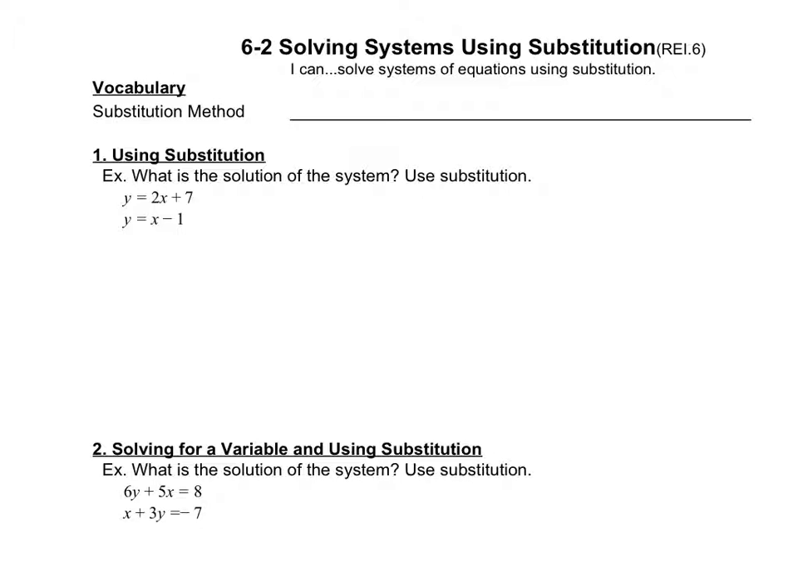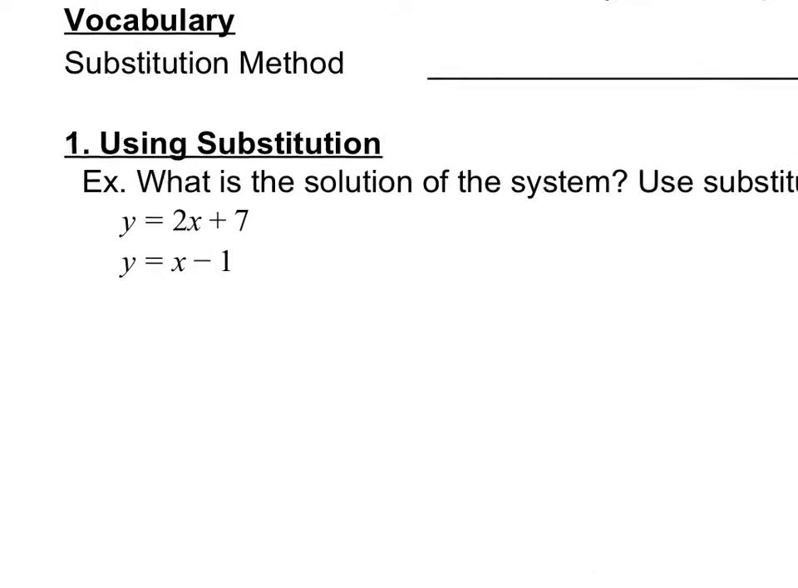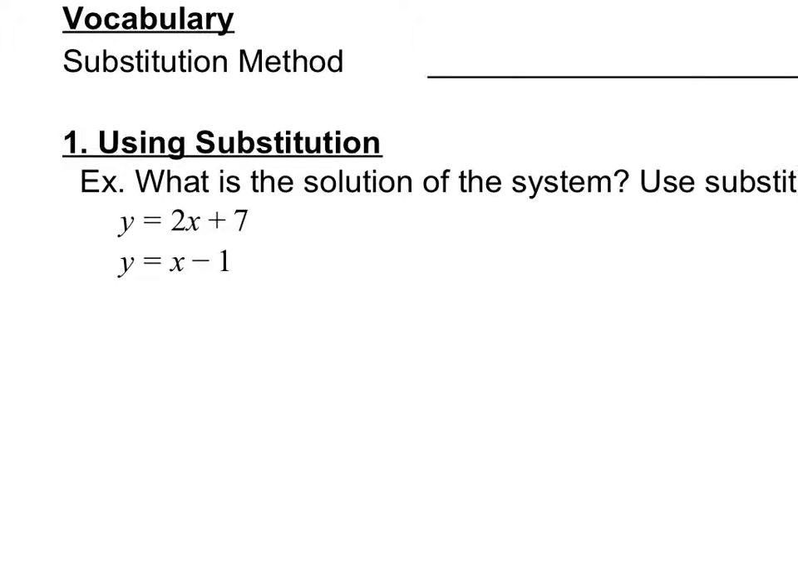So as we go into the substitution method, what we're going to be doing is substituting equal values in order to solve these systems. If you notice here, as we go into the first example, what is the solution of this system? And they want you to use substitution. Well, we have y equals 2x plus 7 and y equals x minus 1.